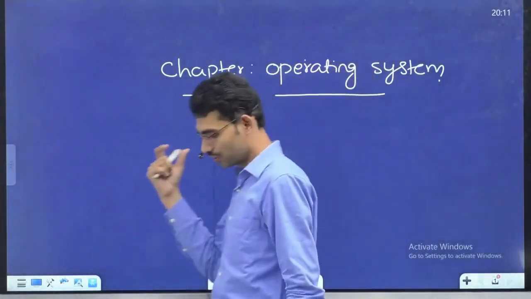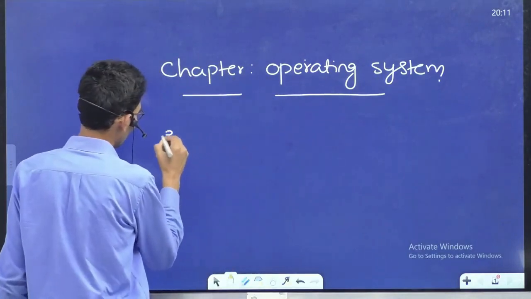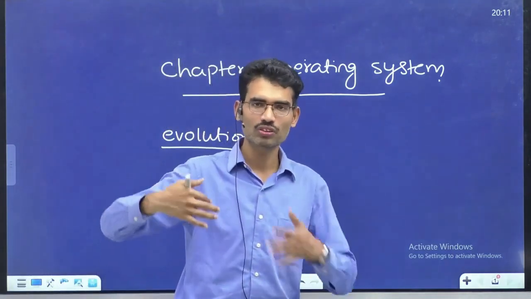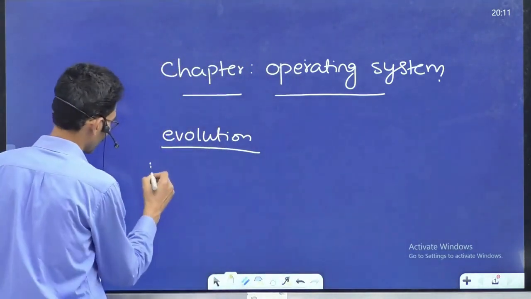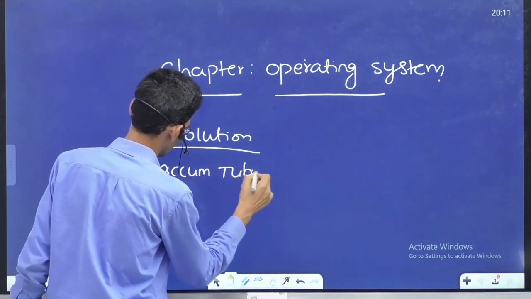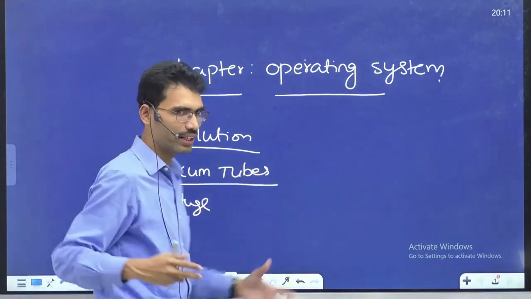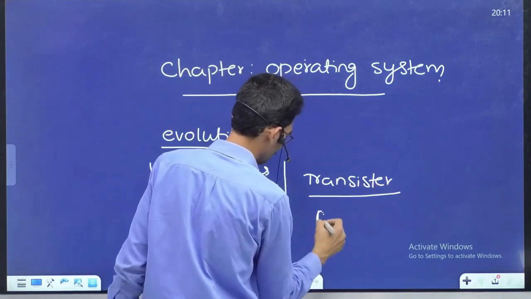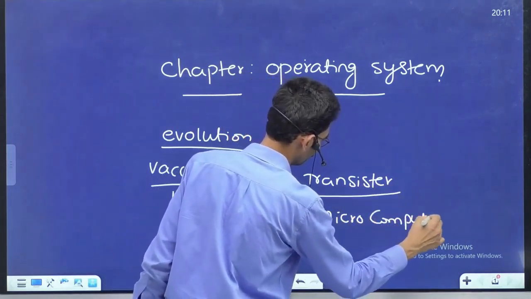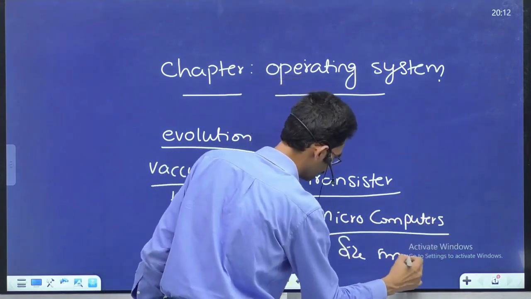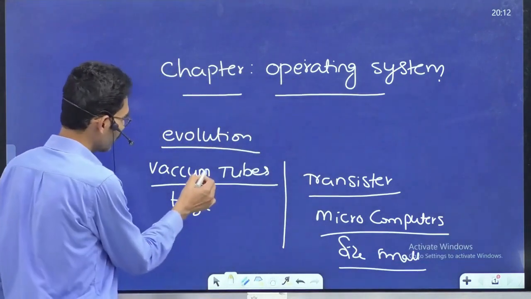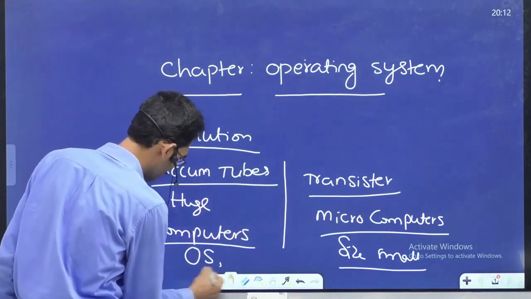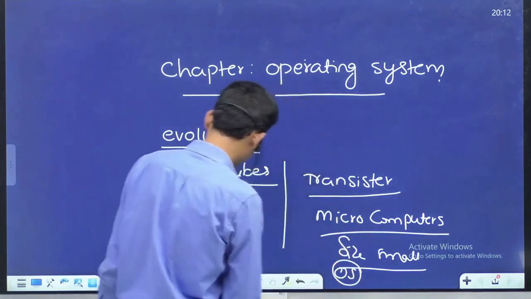computers have changed. Now, with this operating system, you can see the computer evolution itself: first generation, second generation, third, fourth, fifth generation, likewise. In the first generation, vacuum tubes were huge, very large in nature. Later, the transistor came, and because of the transistor, microcomputers emerged. The size became very small. Even to run these computers, you need some kind of operating system.